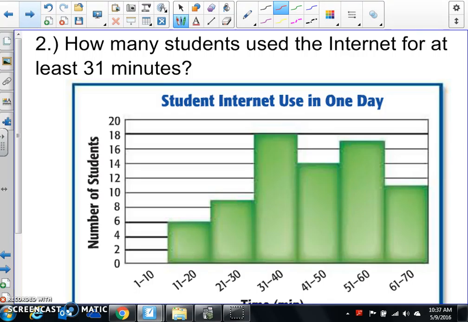All right, how many students use the internet for at least 31 minutes? You've got to think of the difference between at least and at most. So at least, remember if I write it, you write it. At most. So at least means it's the minimum amount.